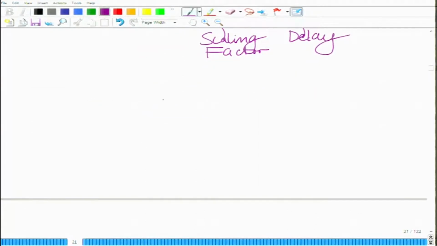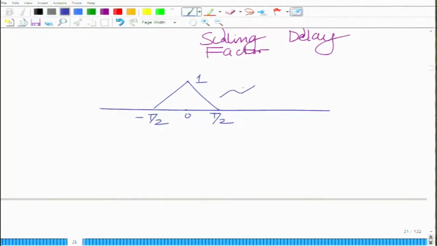So, let us say we have x t, and consider a simple example for your signal x t. Let us say we have a triangular pulse of height 1, centered at 0, from minus T by 2 to T by 2. So, this is, let us say, your original signal x t.